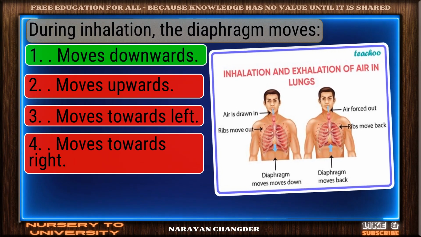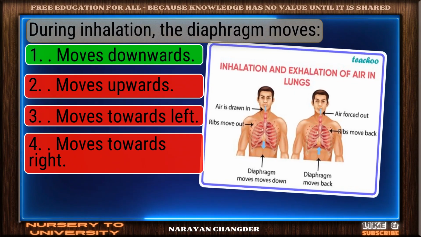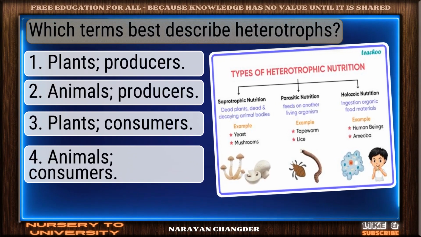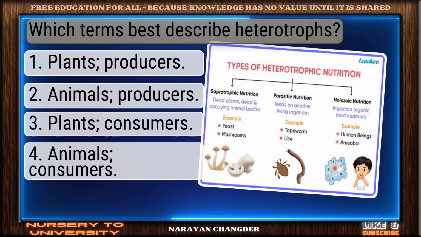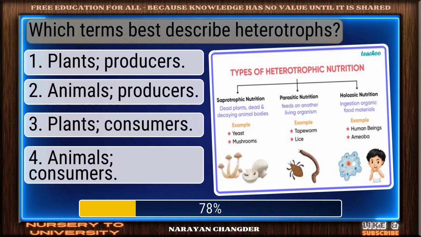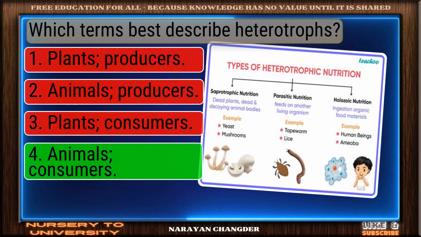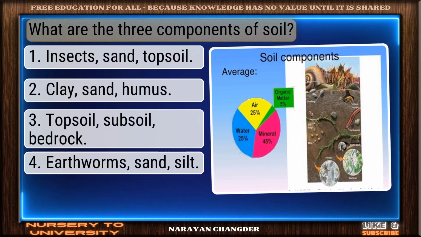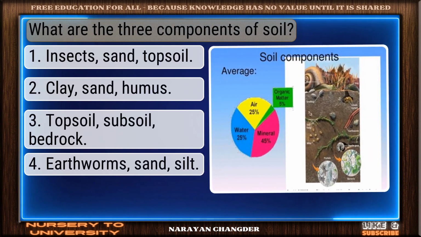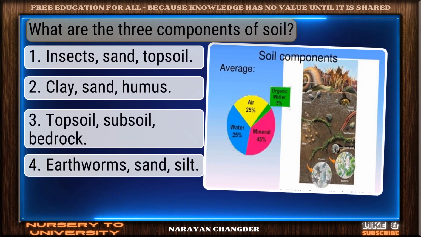Valid point. Moves downwards is true. Question number 135. Which terms best describe heterotrophs? Correct. Animals, consumers is the right answer. Question number 136. What are the three components of soil?